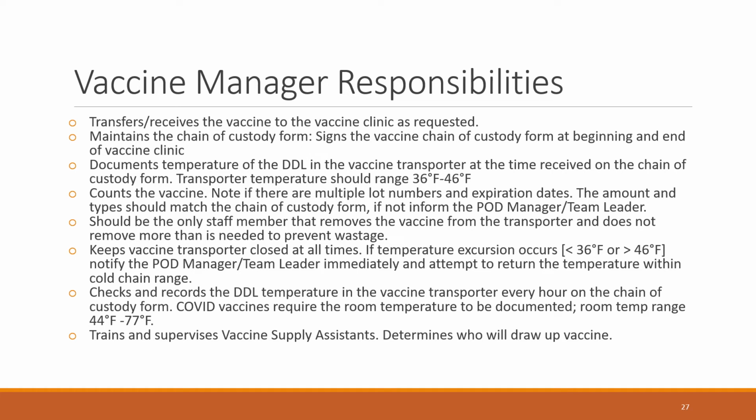They document the temperature of the DDL, the digital data logger, which is the thermometer that we use in the vaccine transporter, at the time received on the chain of custody form. Transporter temperature should range 36 to 46 at all times.